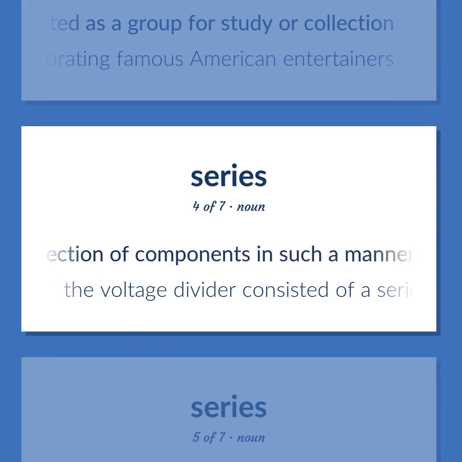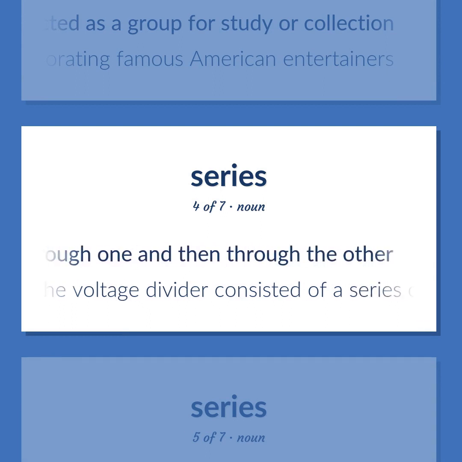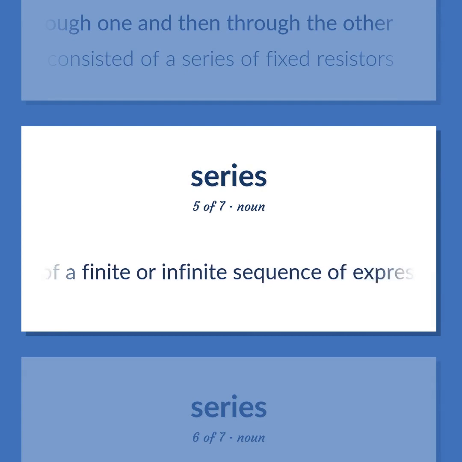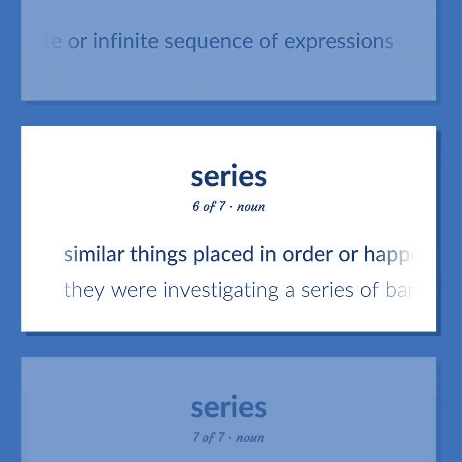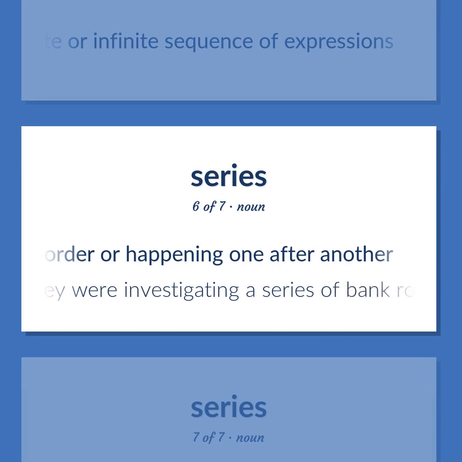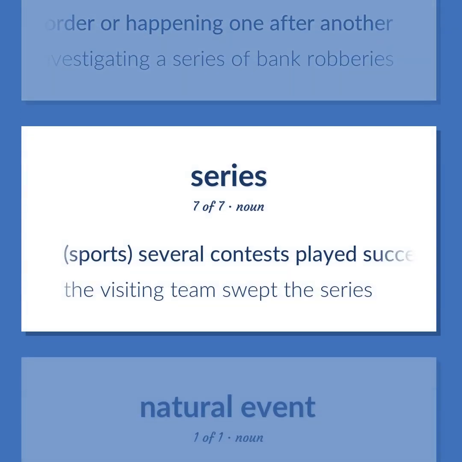Electronics. Connection of components in such a manner that current flows first through one and then through the other. The voltage divider consisted of a series of fixed resistors. Mathematics. The sum of a finite or infinite sequence of expressions. Similar things placed in order or happening one after another. They were investigating a series of bank robberies. Sports. Several contests played successively by the same teams. The visiting team swept the series.